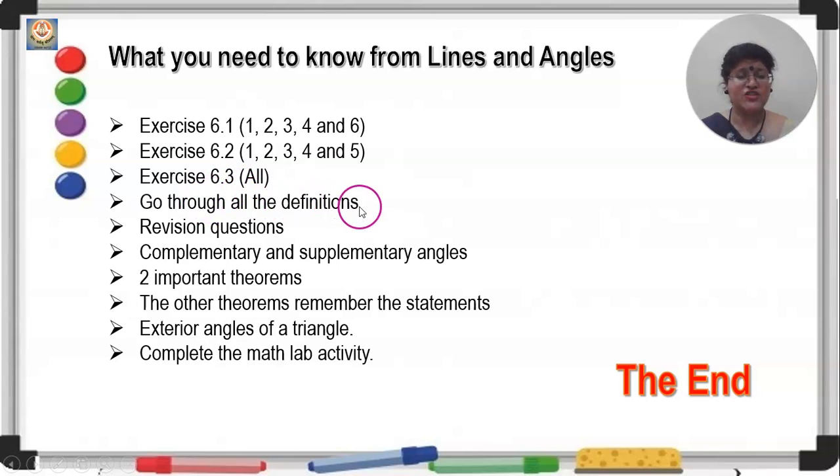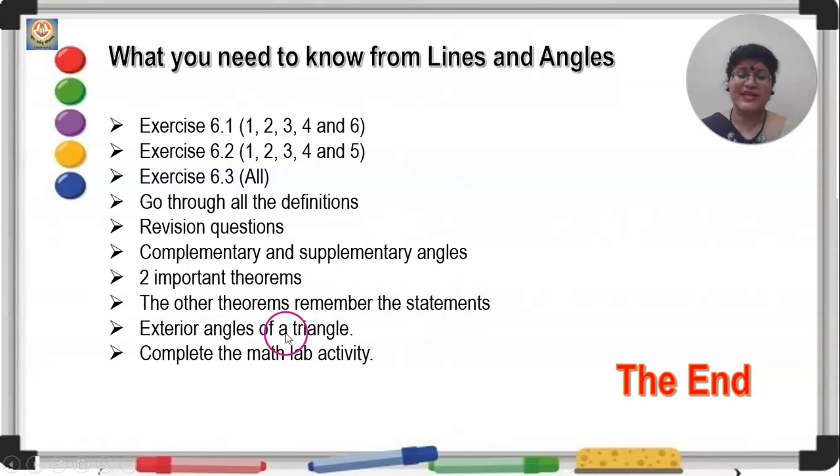Go through all the definitions which are there in the textbook, and also those definitions were done in the earlier video lessons. Then some revision questions that we just saw. Go through those diagrams, practice them. Complementary and supplementary angles were dealt with extensively. We have done problems based on complementary and supplementary angles. Then two important theorems. There are many theorems, but out of that, there are two important theorems that you need to learn how to prove. There are other theorems. You have to remember the statements of those theorems.